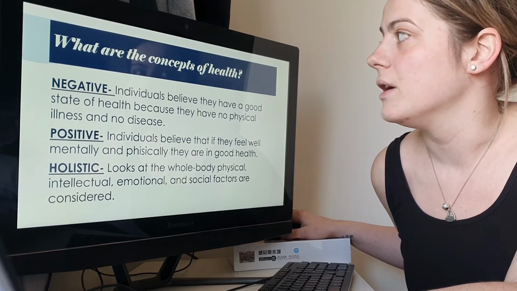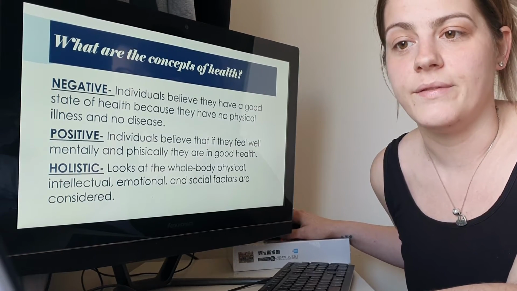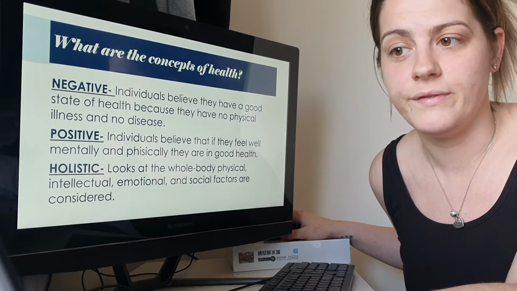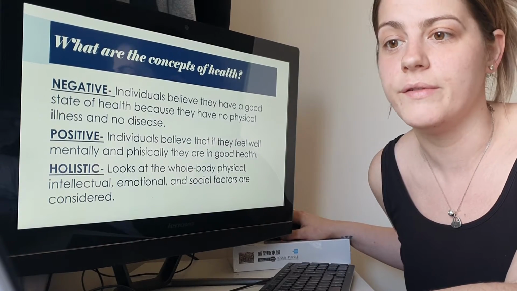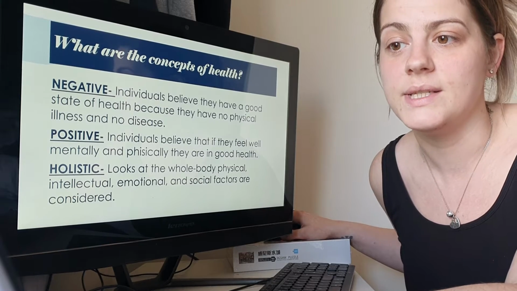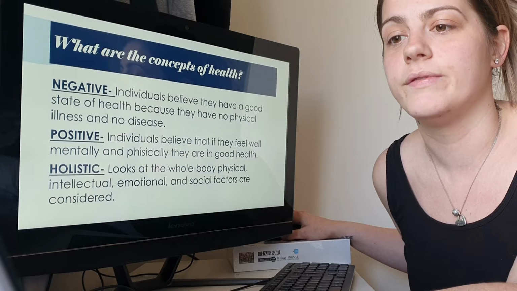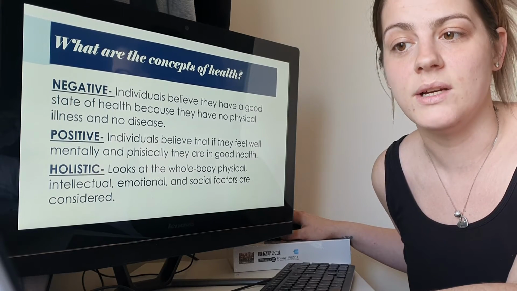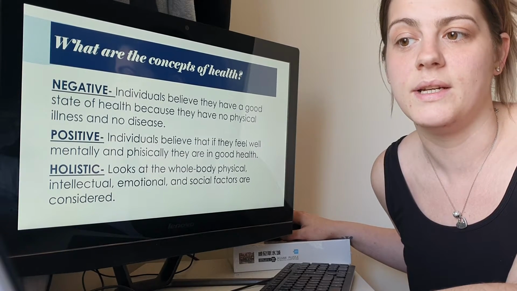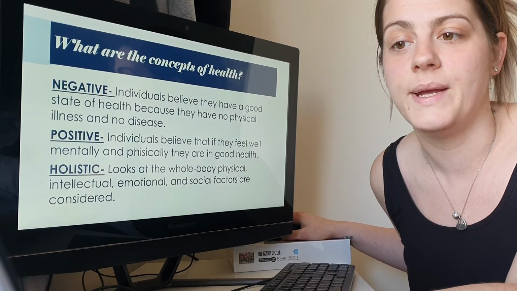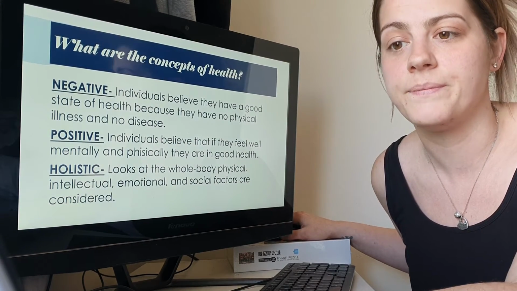So what are the different concepts of health? The negative. Individuals believe they have a good state of health as there is nothing physically wrong with them. They have no physical illness, no injuries, and are not suffering from any disease and are free from pain and discomfort. They see not having to visit the doctors for any reason as being in good health and do little to maintain or change their health.